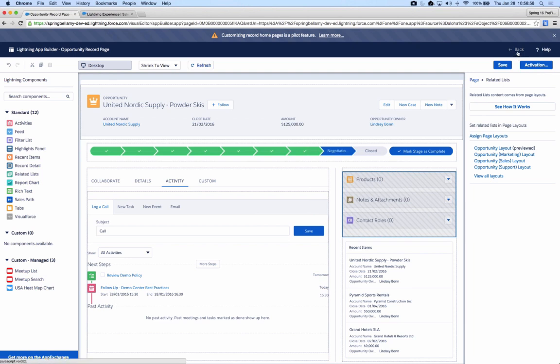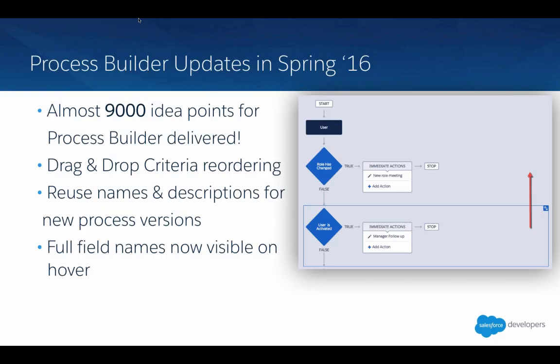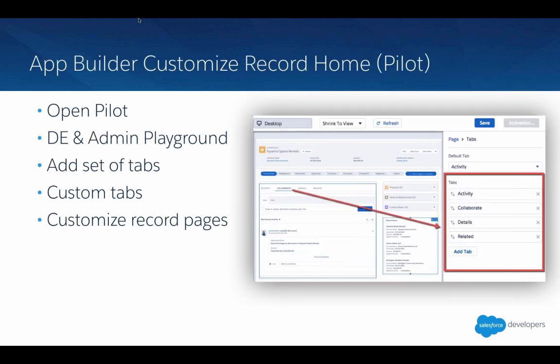So let's go back to my slides. Process Builder: we saw drag and drop criteria reordering, reusing names and descriptions. Process Builder ideas on the Idea Exchange had almost 9,000 points. Process Builder has not been around that long, so that's a lot of points, and we definitely look at that. In every release notes, there's a section called You Asked For It, which gives you some insight into how our product owners are looking at those ideas and incorporating them into future releases.